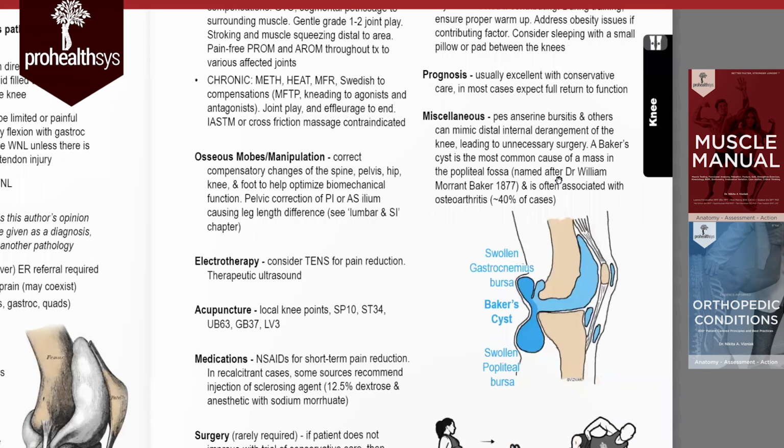Miscellaneous: you could look at some bursitis for the pes anserine. Baker's cysts, swelling at the back. Sometimes these do become fluid filled and more significant, often associated with osteoarthritis.